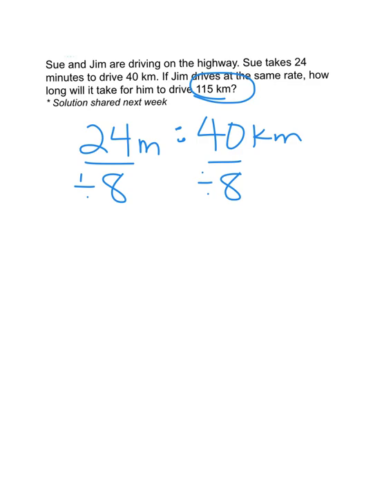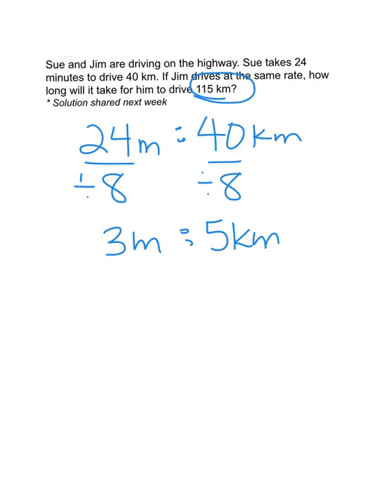So 24 divided by 8 gives me 3 minutes, and 40 divided by 8 gives me 5 kilometers. So for every 3 minutes that Sue drives, she travels 5 kilometers.